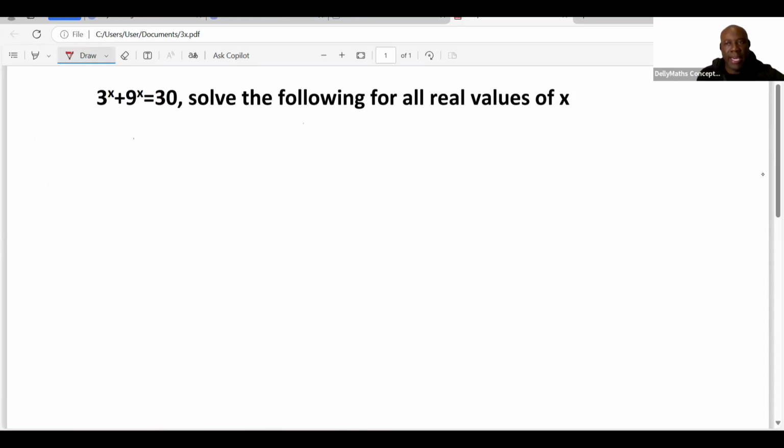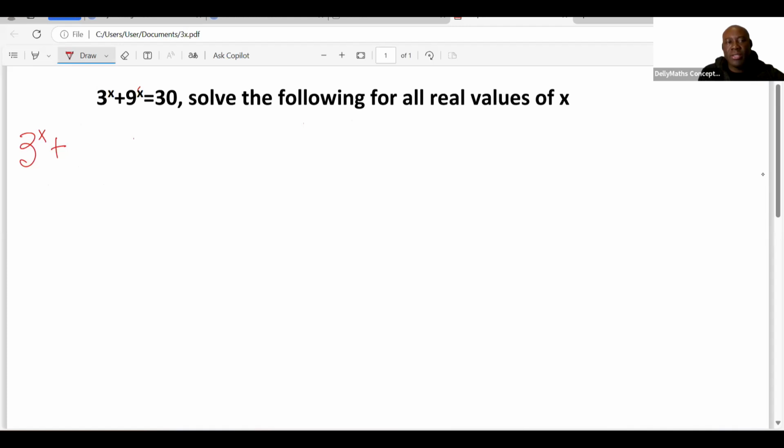Solve this for all real values of x. All right, what I'm going to do is focus on the left side here, and try to write the left side using a base of 3. So let us rewrite this: 3 raised to the x plus 9 raised to the x.